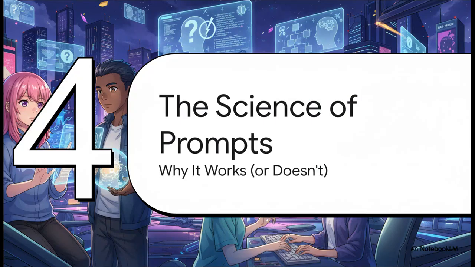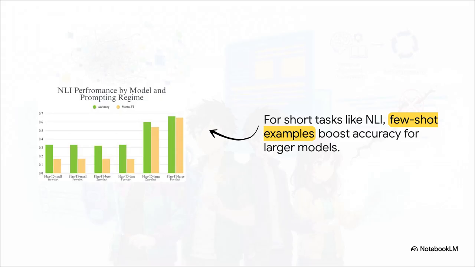So we know all these tricks work, right? But the science behind why, well, that reveals something pretty surprising. It's a trade-off that you really need to get your head around to become a true expert at this. So a recent study dug right into this. And what they found was, for short tasks that require a lot of logical reasoning, like figuring out if one sentence logically follows another, giving the AI a couple of examples works wonders. It just boosts its performance like crazy.